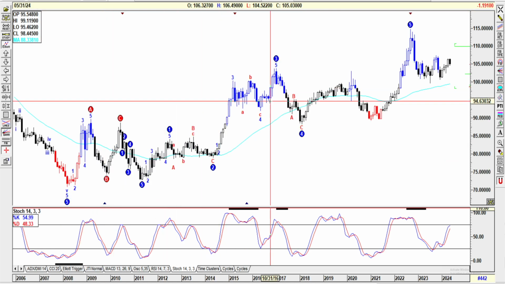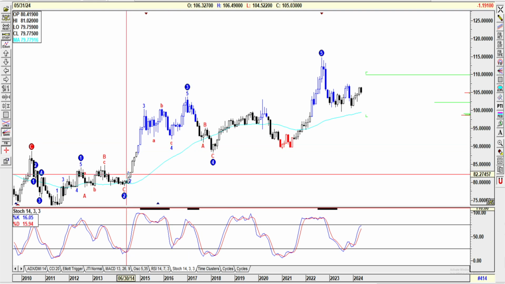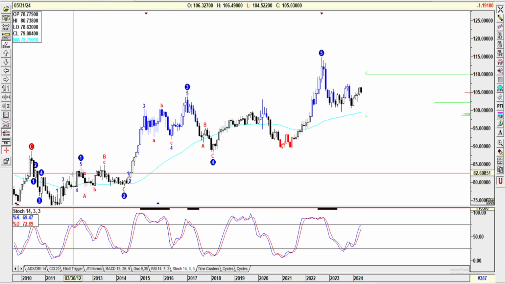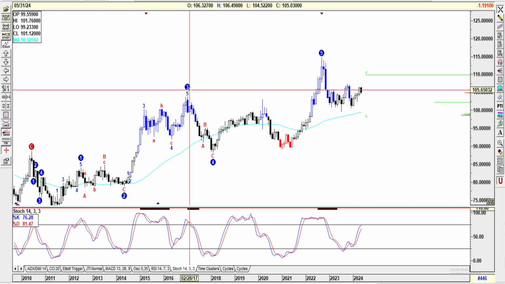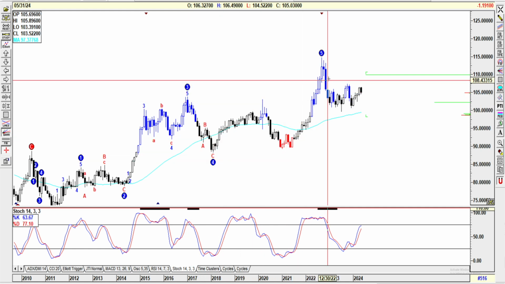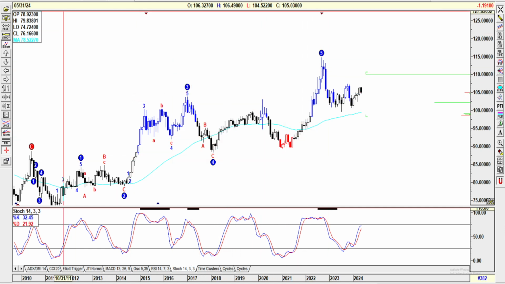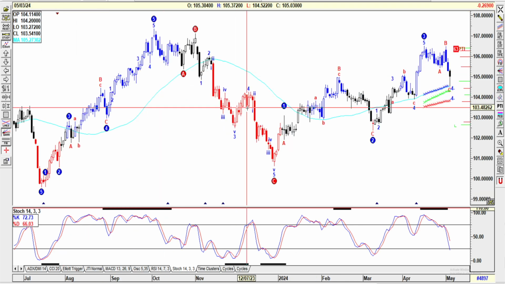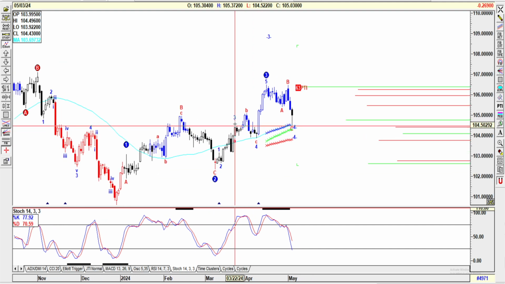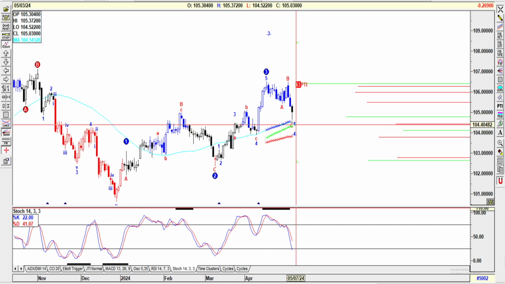You know what? Let's see the monthly. So we got 1, 2, 3, 4, and a 5. That's what the monthly is showing. Let's go back to our daily, and then I'll end it with a little Gann, which is my forte.